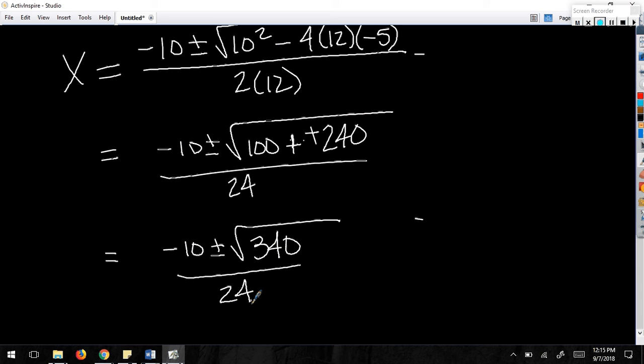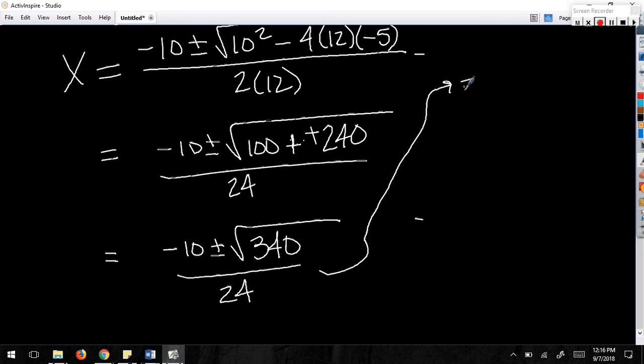Can I take anything out of that? Probably. At least a 4, Donovan says. Anything else? Will 4 go into that? Yeah, 85. Anything else? Or is that the biggest? I think that's the biggest. But 10's not a perfect square. That's the biggest. All right, so let's split it up then.